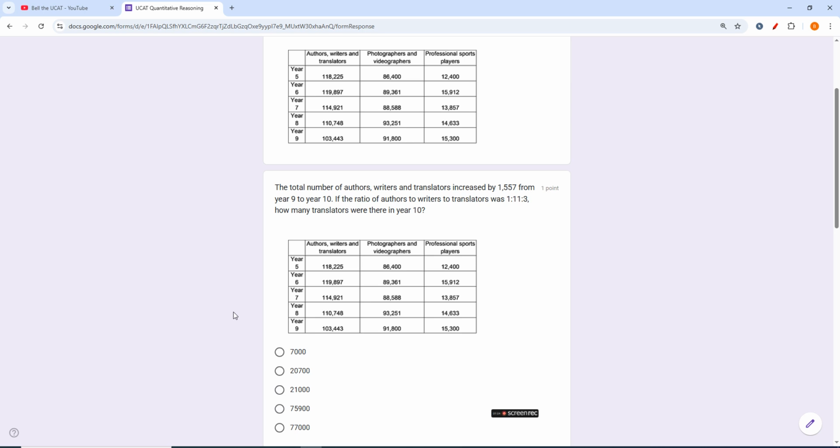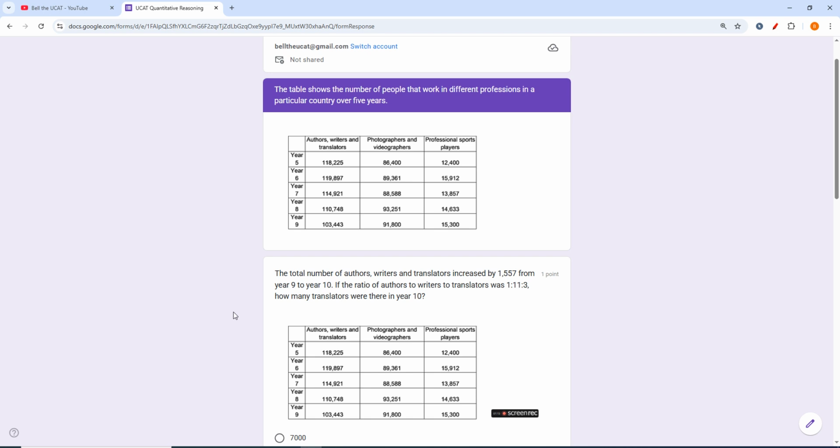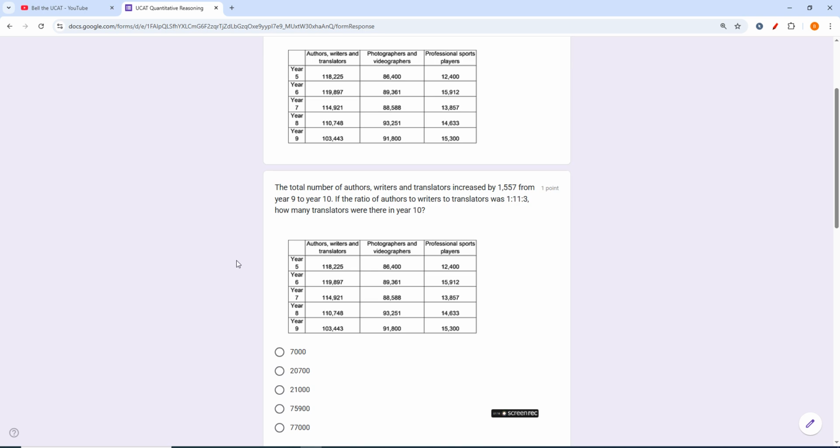Ready? Okay. The number of questions, I believe, is 10 and 12. Let's see how many we can crack. Right, game on. Start question numero uno, in which it says the table shows the number of people that work in different professions in a particular country over the 5 years. Okay, so total number of authors and writers, 1557 from year 9 to year 10.